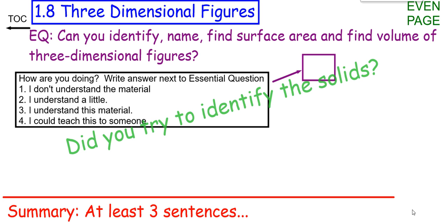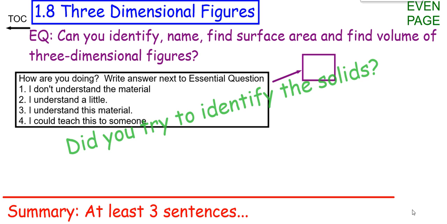Okay, this is a recording of notes for 1-8 for 6th hour geometry. I'm just going to go through the original slides again from yesterday. This is three-dimensional figures. Our essential question is, can you identify, name, find surface area, and find volume of three-dimensional figures?